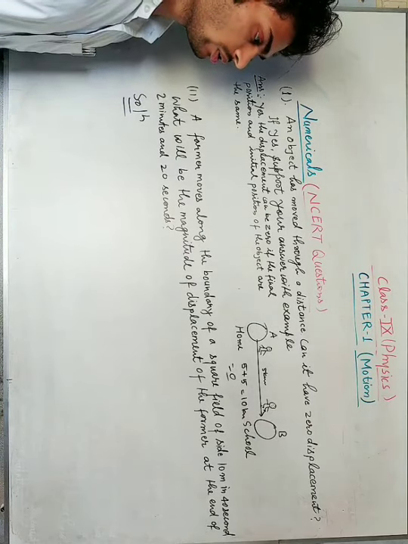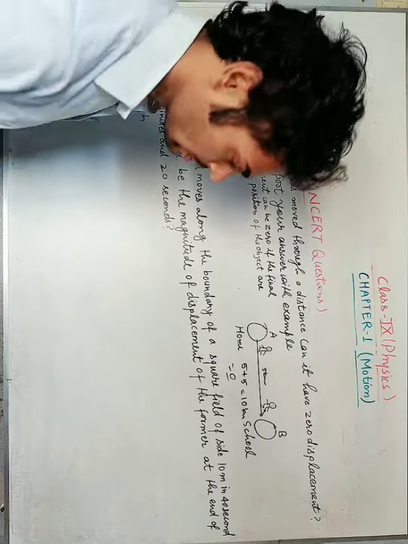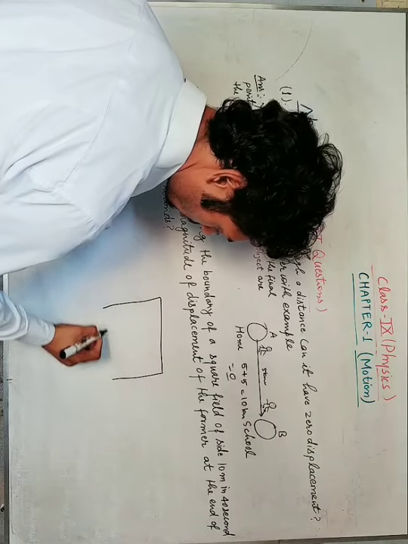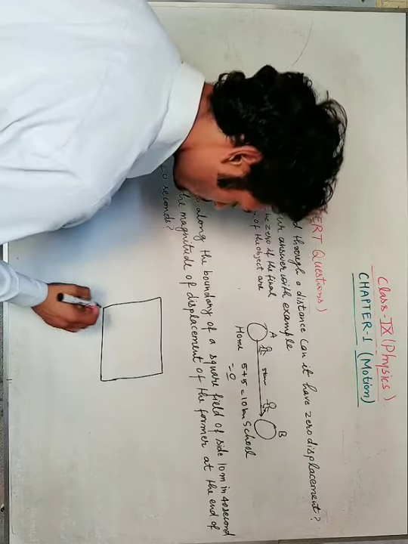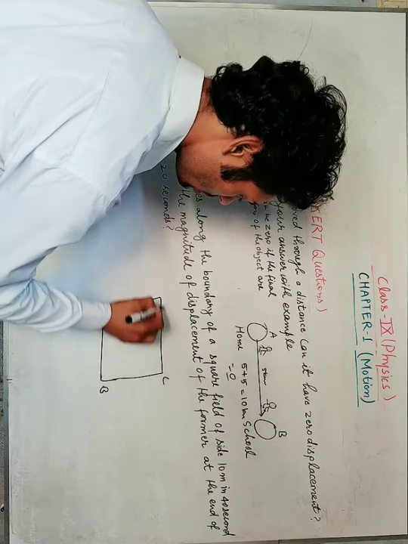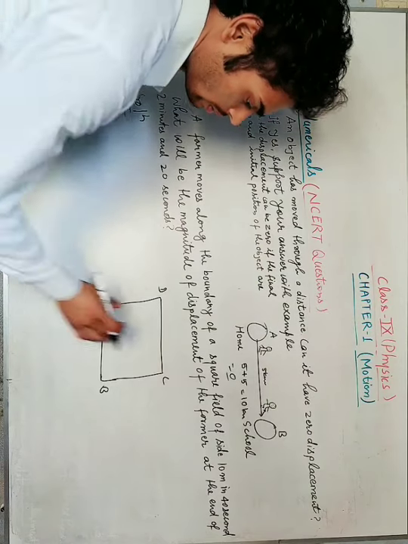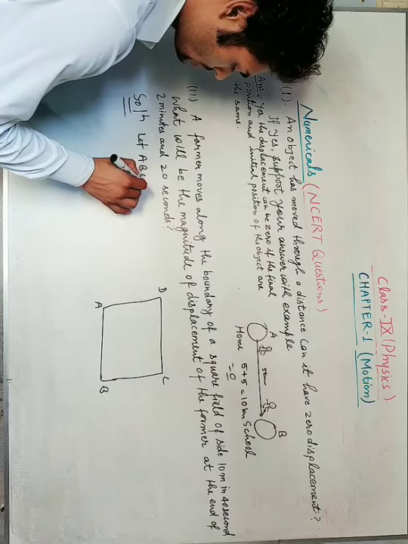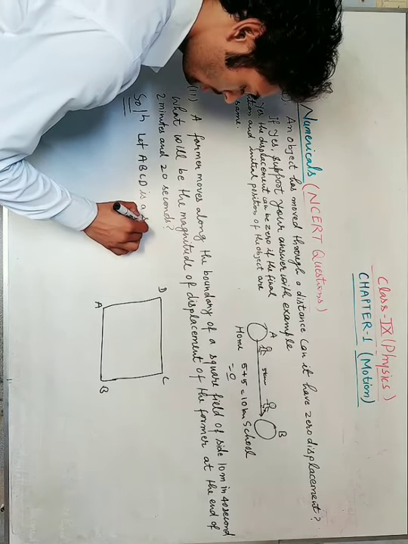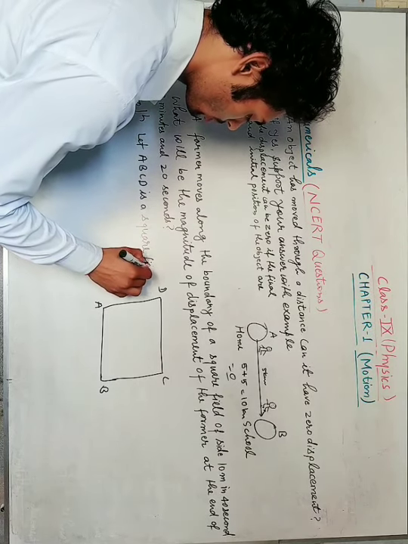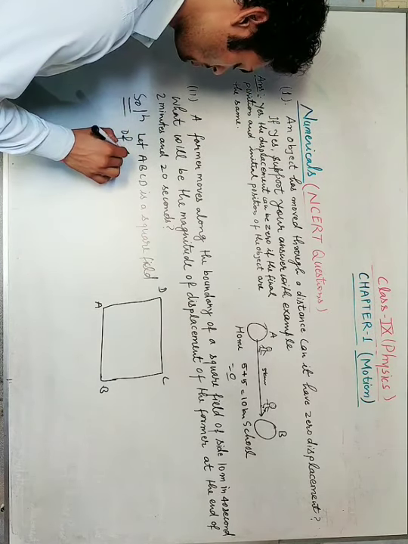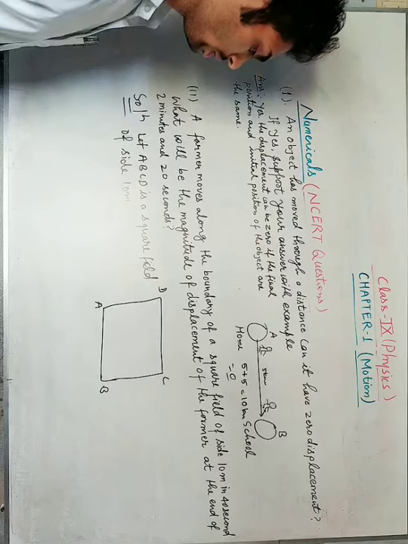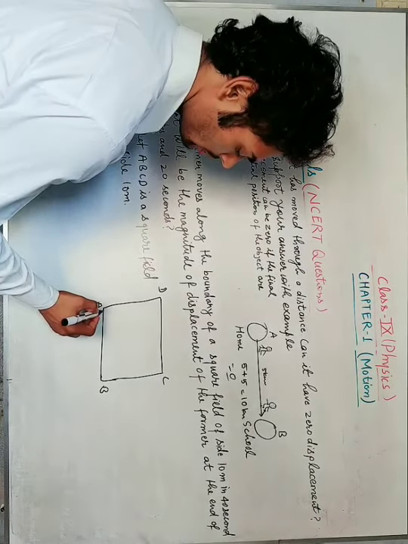A farmer moves along the boundary of a square field of side 10 meter. First, draw a field, a square field. This is square field A, B, C and D. Let A, B, C, D be a square field of side 10 meter.